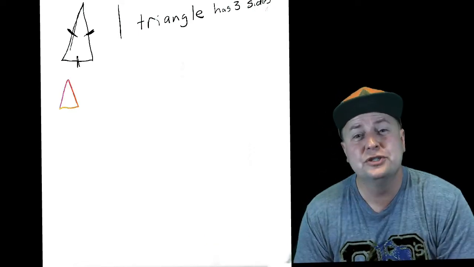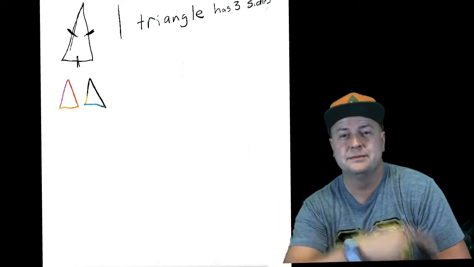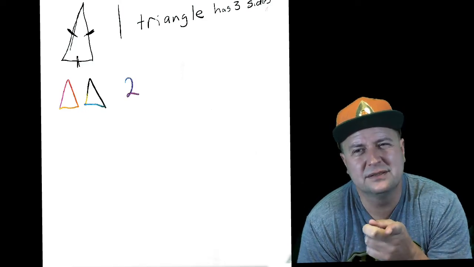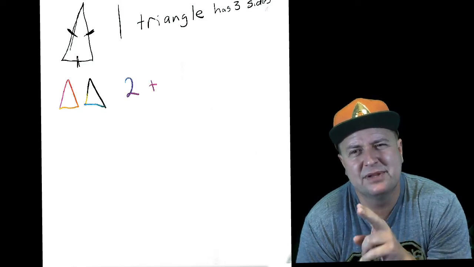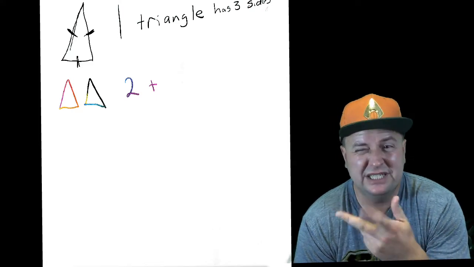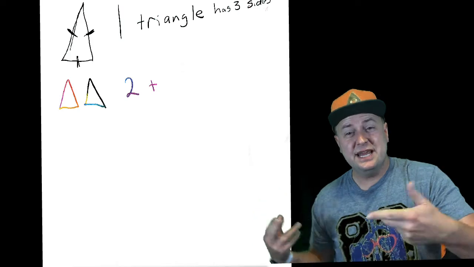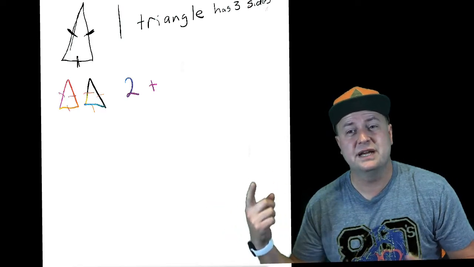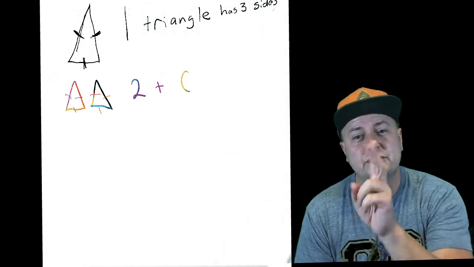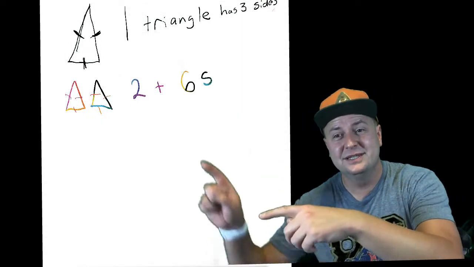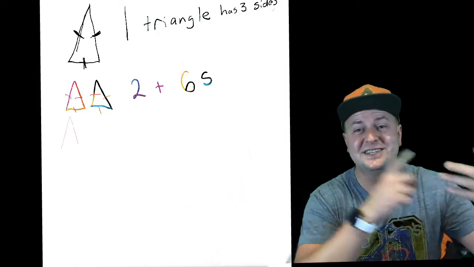Now, what if I had two of those triangles? Let's think. Two triangles. Plus, well, I'm going to put that as 2T. So, two triangles. And they each have 1, 2, 3, 4, 5, 6 sides. Two triangles, 6 sides. 2 times 3 equals 6.